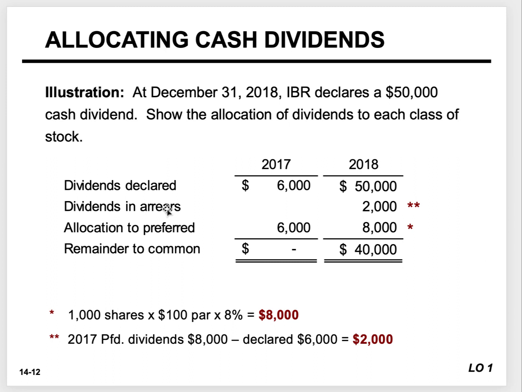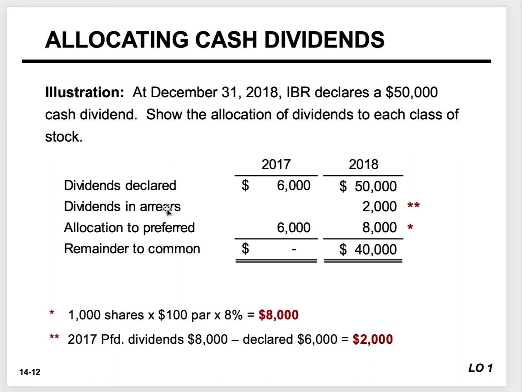That means I need to keep track of how much I pay them versus how much I owe them. Okay. So we say we're going to pay $6,000. We give all that to the preferred shareholders. The remainder to the common shareholders? Well, they get nothing, right? Why? Because we have to pay the preferred shareholders first. Now, in 2018, IBR declares a $50,000 cash dividend. Okay, cool. In 2018, we're going to pay $50,000 to our shareholders, right?